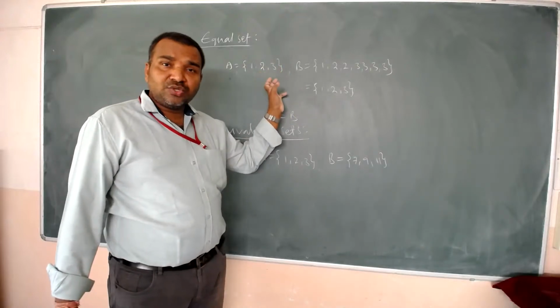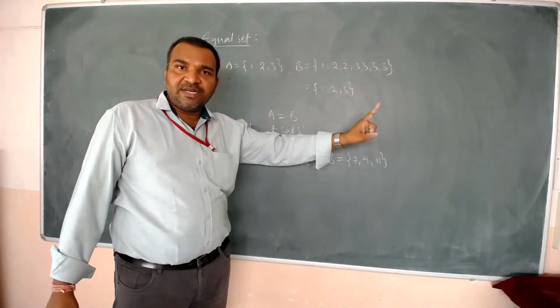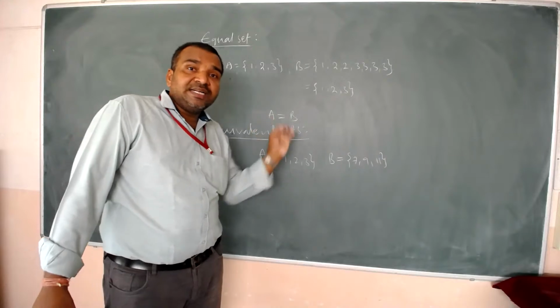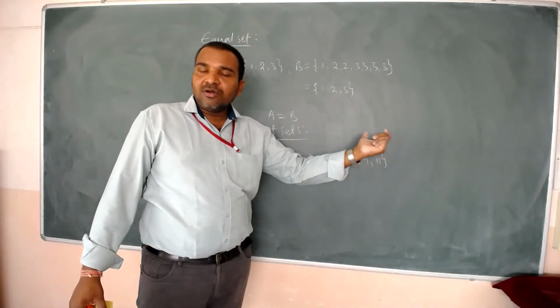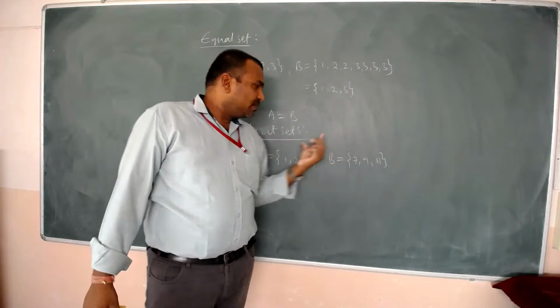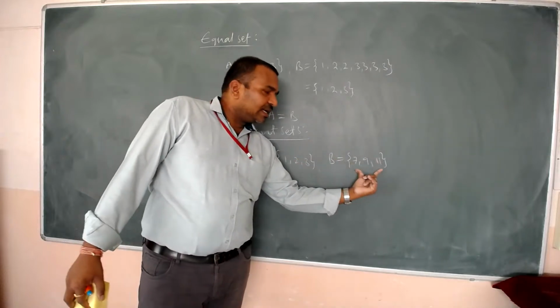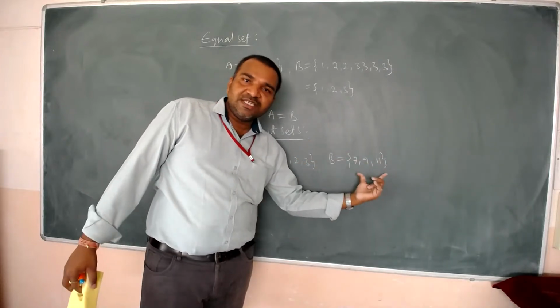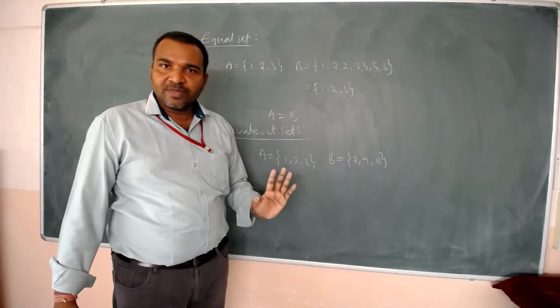Equal sets means they should contain exactly the same elements. Equivalent means they should contain an equal number of elements, not necessarily the same ones. Compulsorily, the number of elements in the first set and the number of elements in the second set must be the same. Okay.